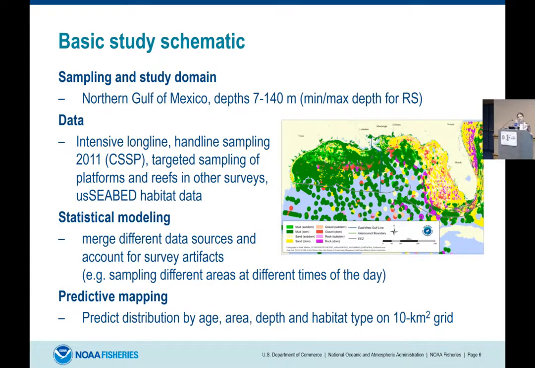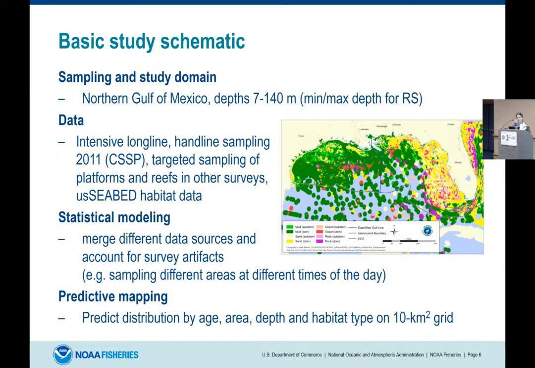Okay, so this is our basic study schematic. Again, the sampling domain and the study domain was the northern Gulf of Mexico, depths from 7 to 140 meters. And the data that we used was an intensive longline and handline sampling from 2011. This was the Congressional supplementary sampling program. That was a huge effort done in 2011, and they targeted sampling of platforms and reefs. Other surveys that we combined with the CSSP. And then for the habitat data underlying the model, we used the U.S. seabed database. This is a figure of that database here.